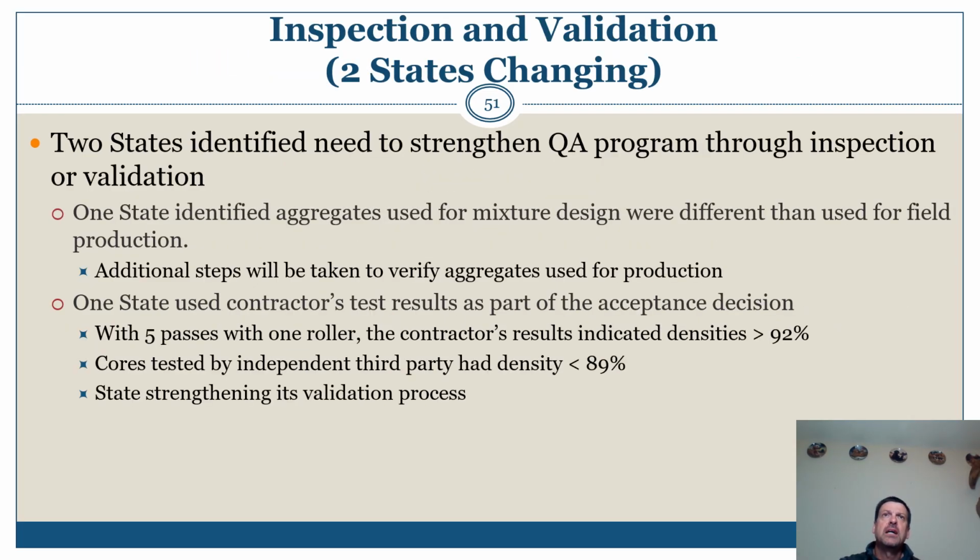2 states identified the need to make changes to their inspection validation processes, and in one state, aggregates used in the mix design and aggregates used in the field production were different, and that was identified. So they're going to work on their aggregate verification in production. And in one state that used contractor's test results for acceptance, with 5 passes of a single roller, the contractor's test results indicated densities of over 92%. Cores tested by an independent third party indicated the density was around 89%, so the state's going to strengthen its validation process.